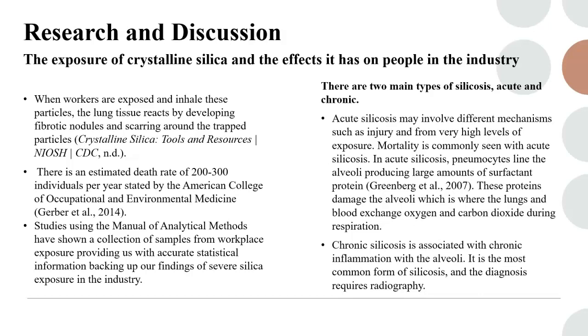I'd like to mention that there are two types of silicosis, acute and chronic. Acute silicosis involves different mechanisms like injury and other high levels of exposure. Chronic silicosis is associated with chronic inflammation with the alveoli. It is the most common form of silicosis and the diagnosis requires radiography, which is a bit different from acute silicosis.